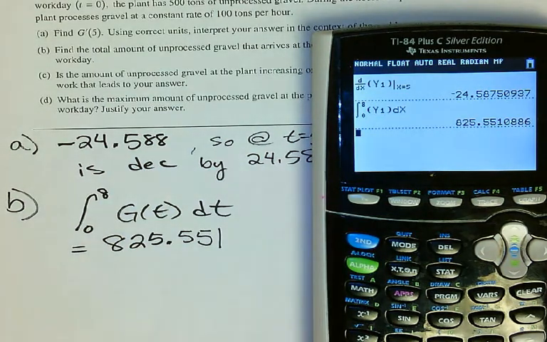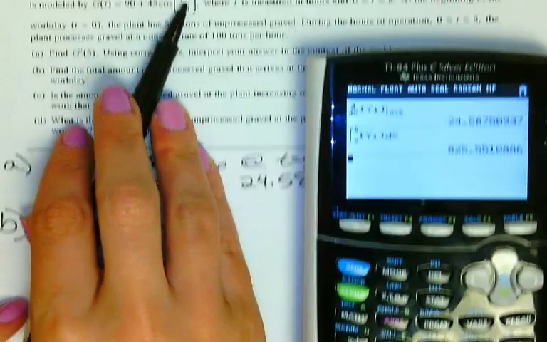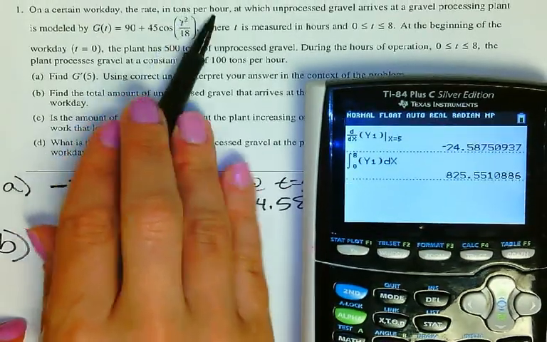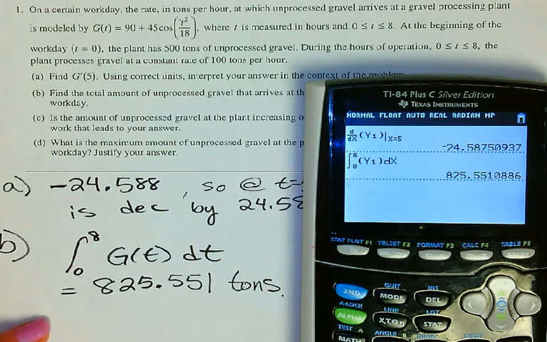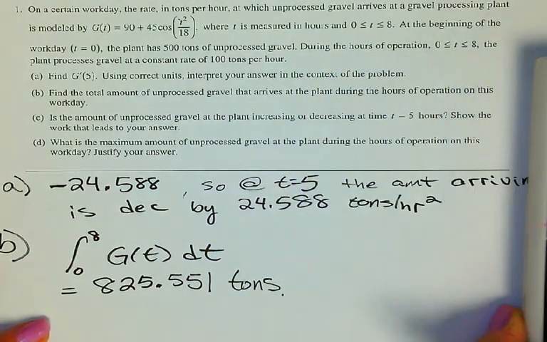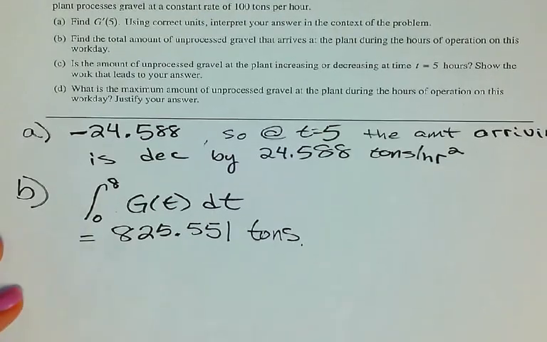825.551. Now think about the units there. If I was in tons per hour, and now I'm integrating tons per hour, that's going to take me back to tons. So I have that many tons there. And that was worth an additional 2 points, a point for the integral and a point for the answer.